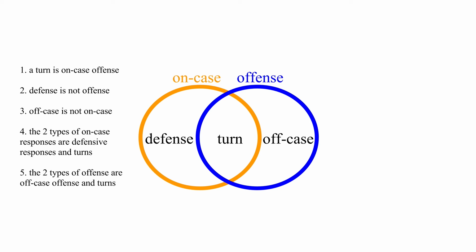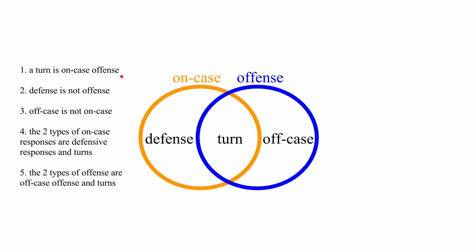The fifth statement that we can make is that the two types of offense are off-case offense and then turns. And so we have off-case offense right here, and then we have turns, and turns, once again, as we recall from statement number 1, is just the kind of offense that is on-case.